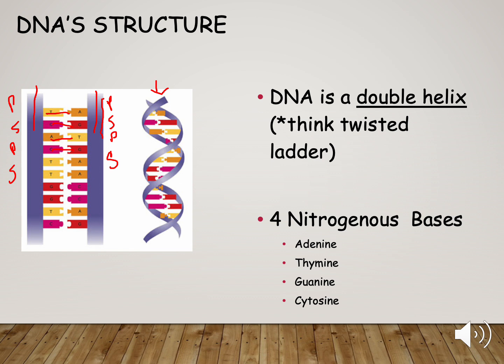And then coming off the sugar molecules are the nitrogen bases. Thymine goes with adenine, cytosine pairs with guanine, adenine again with thymine, we have thymine again with adenine. Those are the nitrogen bases: adenine, thymine, guanine, cytosine.